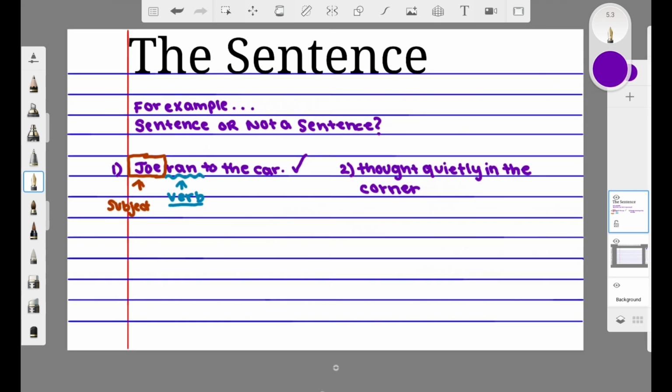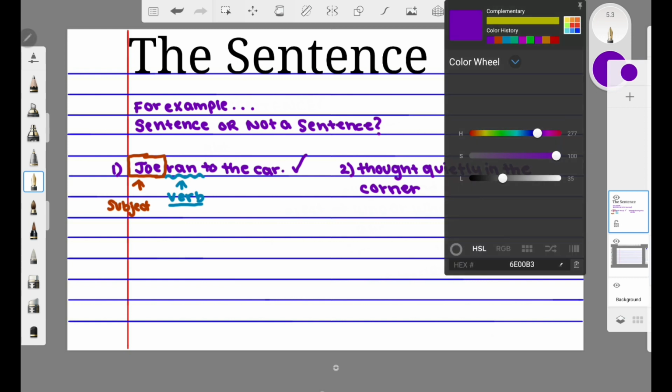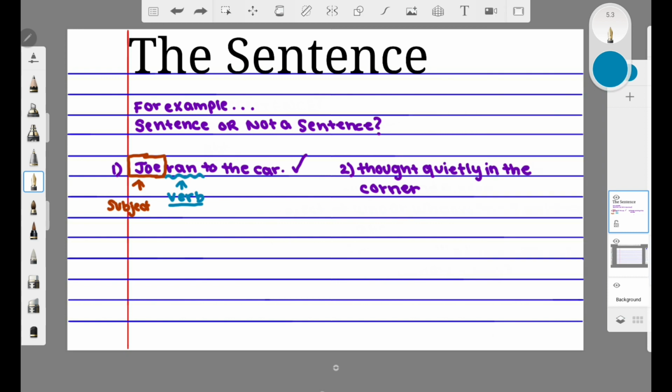Alright, let's take a look at example 2. We're going to do the exact same thing. So this word group, let's try to find our verb first. Thought quietly in the corner. The verb is just thought, because that is an action. To think.